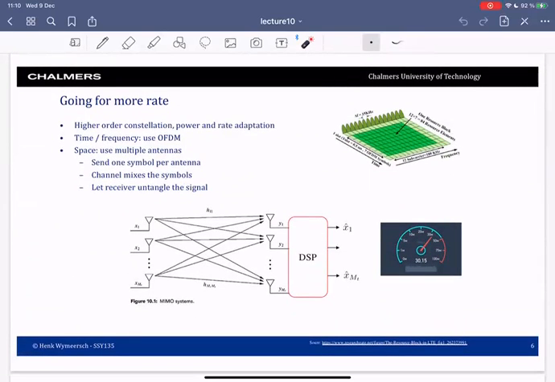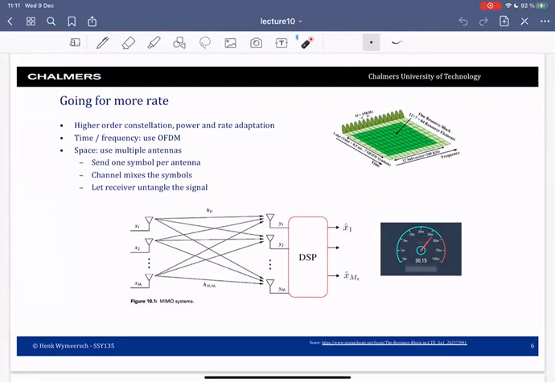Now we've seen that what we really want to do, given the bandwidth that we are allocated, is to push through as much rate as we can. And we can do this by going to higher order constellations, which means that we need higher SNR. We've also seen that we can do power and rate adaptation, so that we use the good channels more and the bad channels less. We've also seen the use of OFDM to create parallel channels in time and frequency. So now we will exploit another dimension in addition to time and frequency, namely space. And we do this by using multiple antennas.